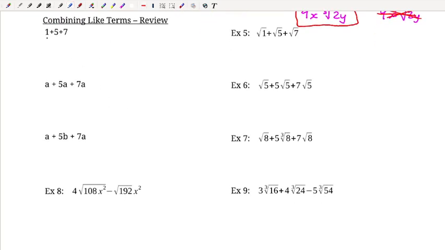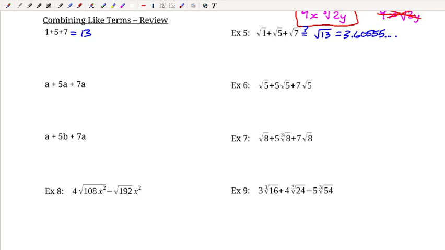So when we've got just regular numbers, 1 plus 5 plus 7, that's easy. I can go 1 plus 5 is 6 plus 7 is 13. Doesn't quite work the same way when I have the radical sign. You might think, oh, okay, root 1 plus root 5 plus root 7, is that root 13? If you type root 13 into your calculator, you get 3.60555... doesn't end.